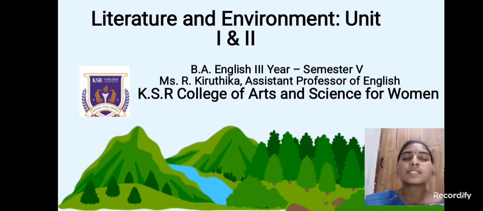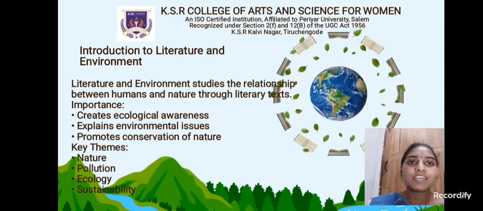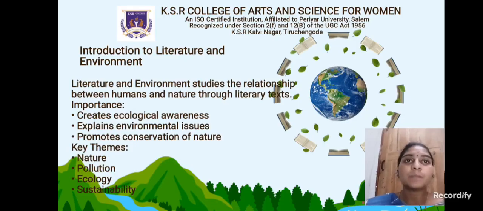In this video, we will discuss the topics Literature and Environment, Unit 1 and 2. Introduction to Literature and Environment studies the relationship between humans and nature through literary texts. It creates ecological awareness, explains environmental issues, and promotes conservation of nature. It reflects the themes of nature, pollution, ecology and sustainability.